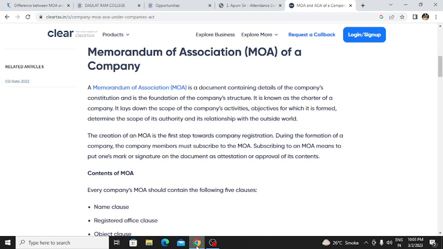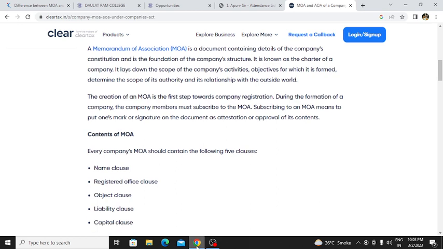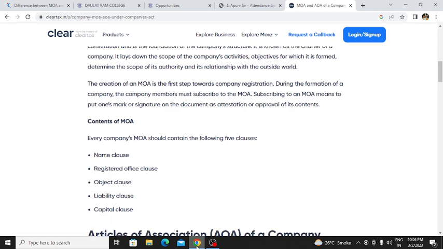So MOA, the memorandum of association, contains details of the constitution of the company and is known as the charter of the company. It contains the scope of the company's activities, what the objective of the company is, for which objective the company is incorporated, and what the nature of the company is, right, profit motive or welfare motive. All these things are disclosed there, and it also describes the relationship with the outside world.